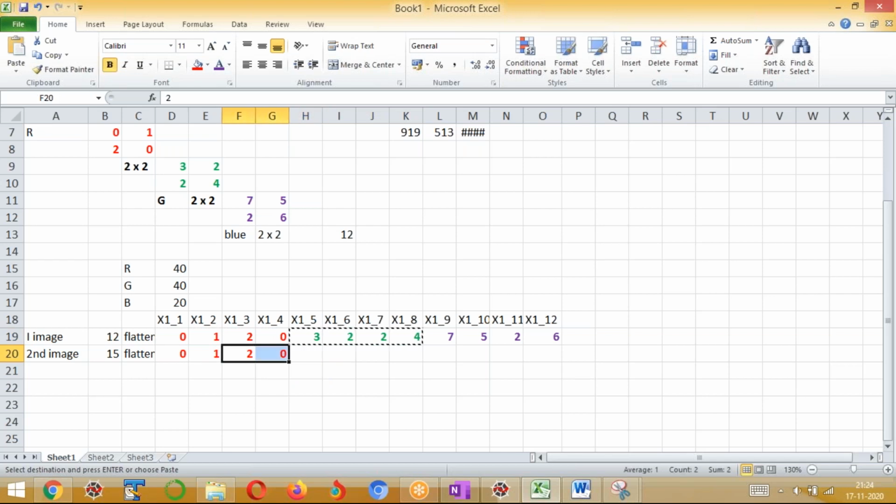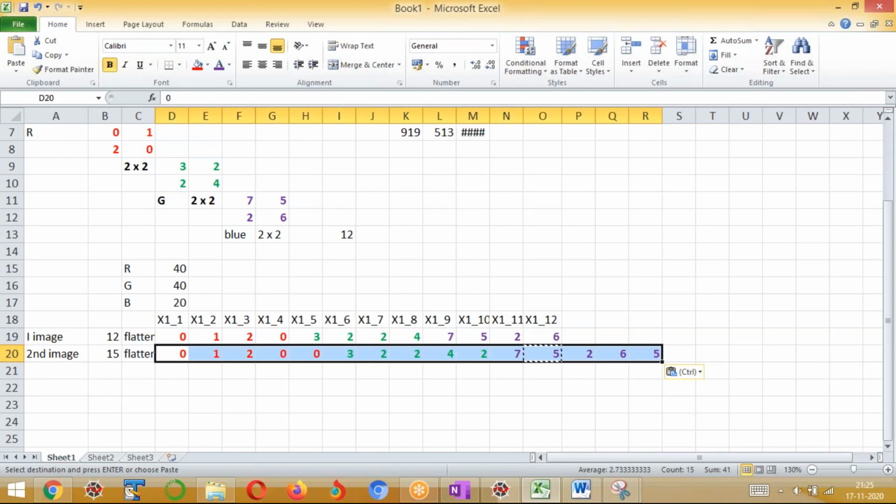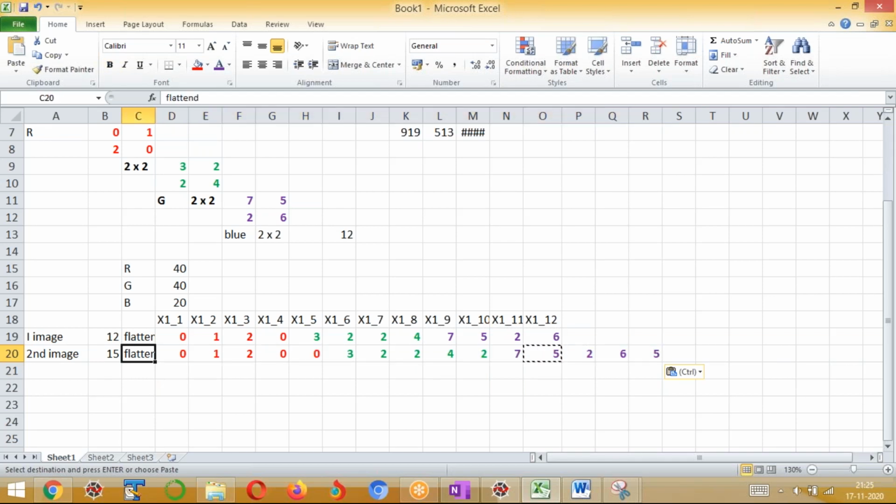This time I need to get an extra value, no? A new value will be created because I need to get 15 values finally. Yes, I think now it's 15 values. Count it. It should be. Understanding? Again, third image.